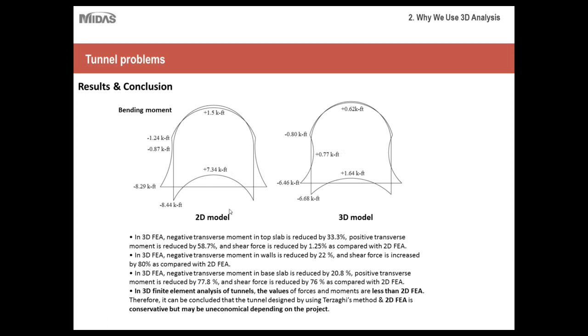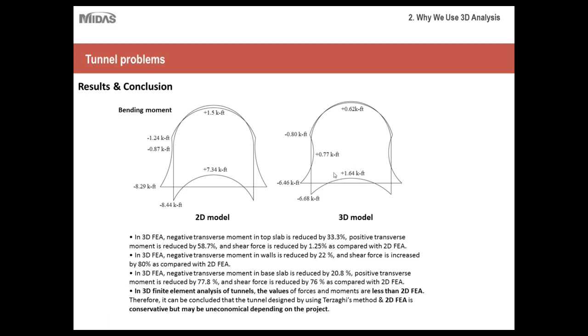The main thing to take from this experiment is that in a 3D finite element analysis of tunnels, the values of forces and moments are less than 2D FEA. That means that 2D finite element analysis is conservative and may be uneconomical depending on the project. So just keep that in mind. With 2D analysis, the results will always be more conservative, and you may end up over-designing for your project. Whereas with 3D analysis, the results are much more optimized and much more accurate.